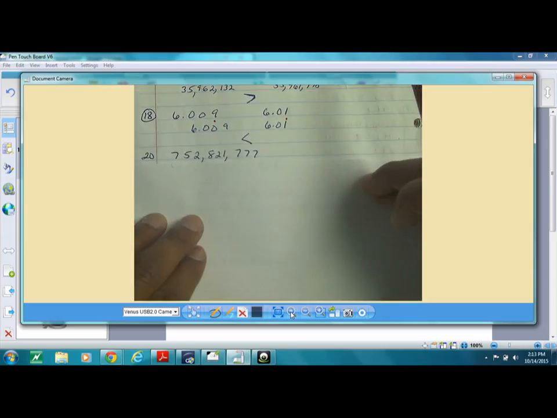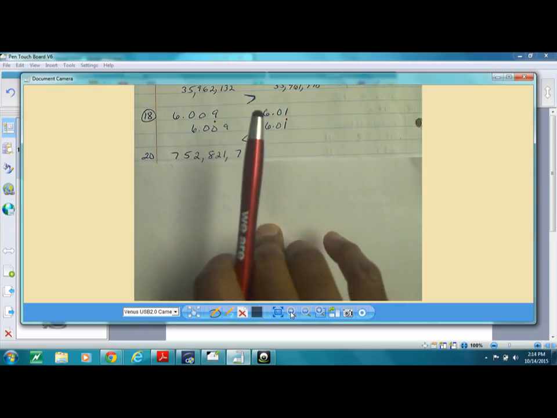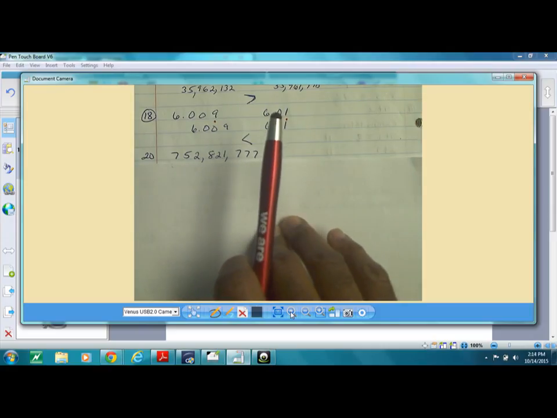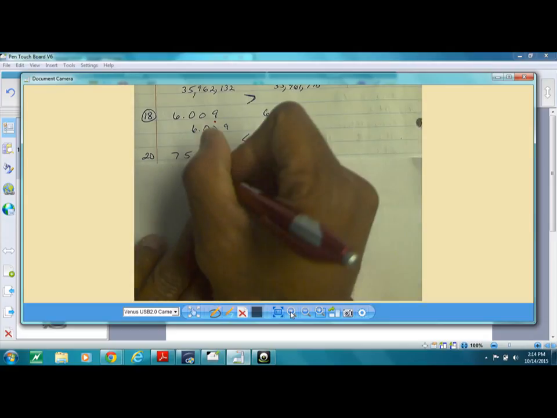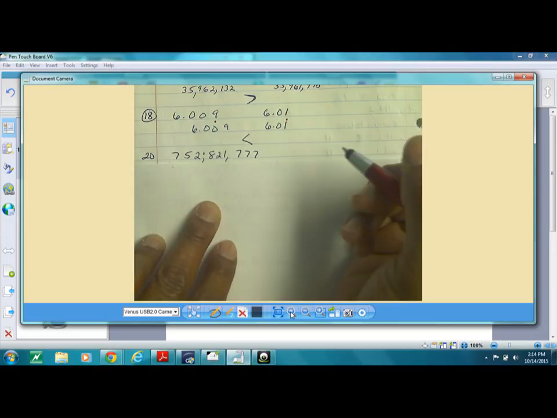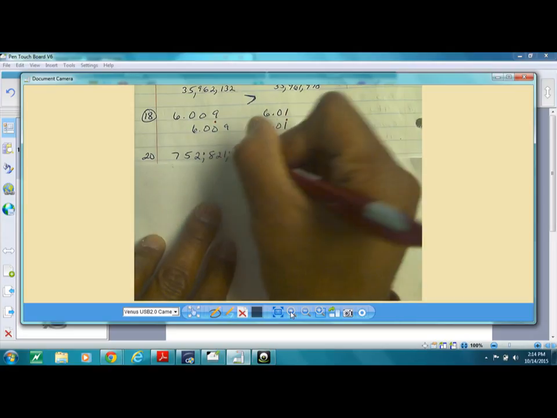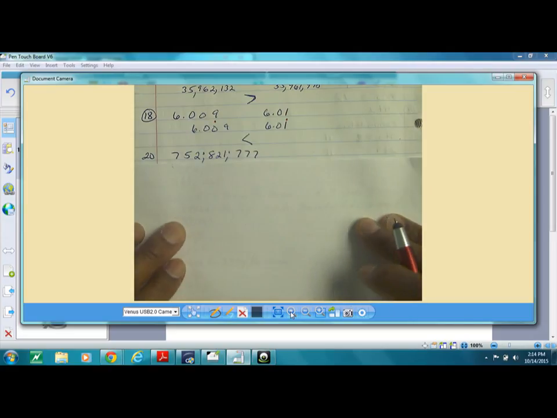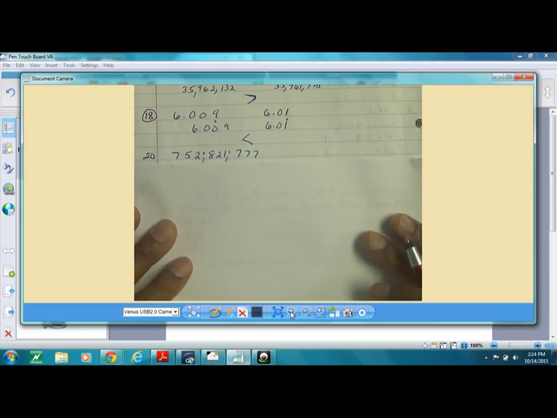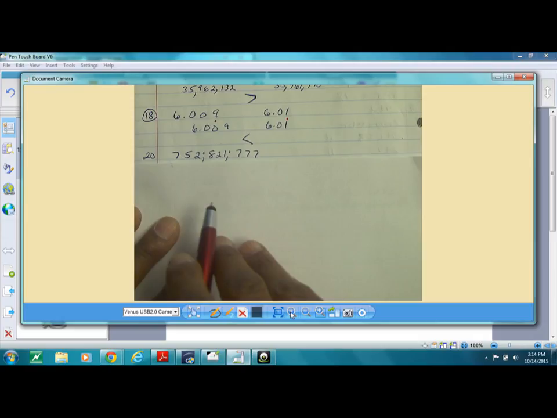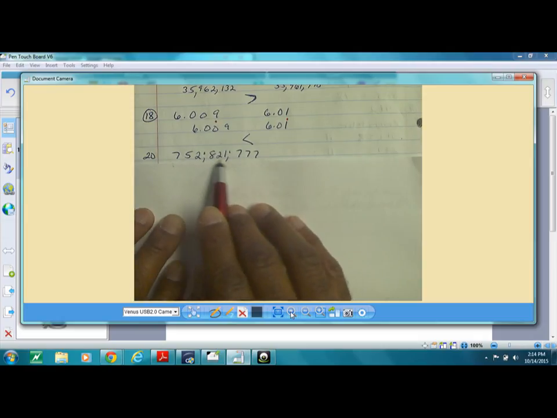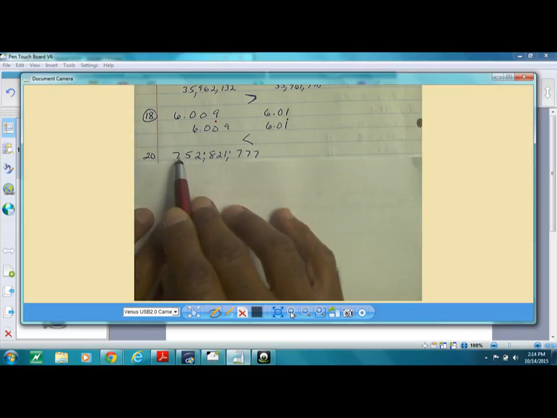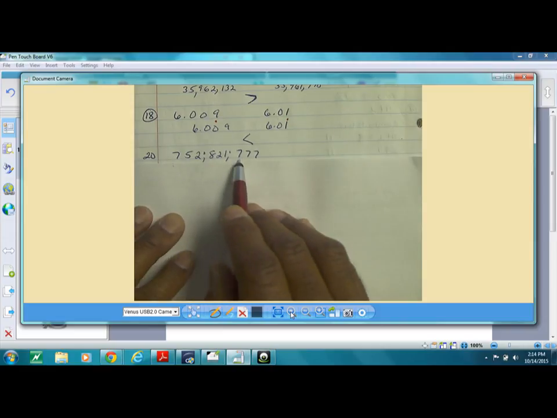And for number 20, they want you to put these in order from least to greatest. There are 3 numbers that they have. They have 752, they have 821, and they have 777. If you look in the hundreds place, we know that 821 is going to be the greatest number just because it has a bigger number in the hundreds place.